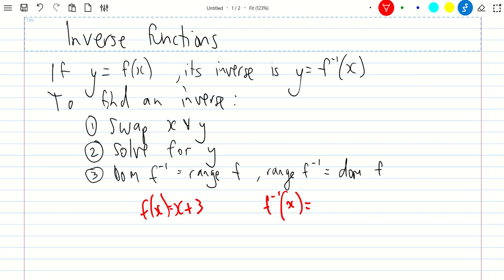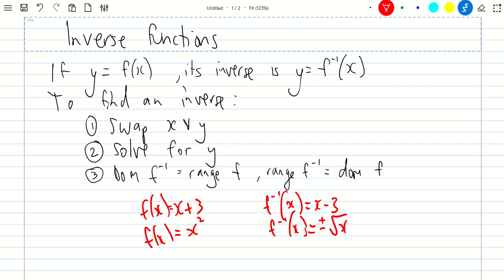And so if this function adds 3, then the inverse function will be x minus 3, the function that undoes it. If you've got a function that squares a value of x, then the inverse function will be the square root function. Actually, the plus or minus, we'll have a look at that in a second. So it's just the function that undoes it, makes it go backwards.